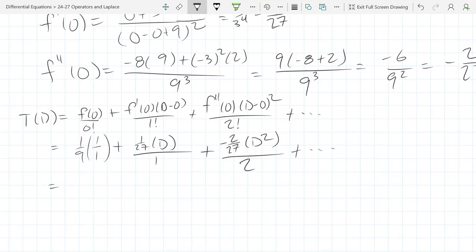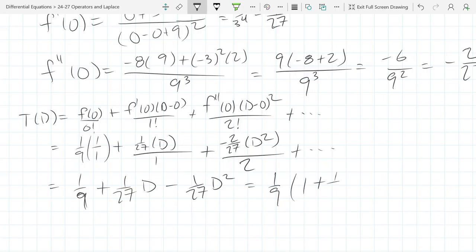We don't need any more terms. So we got 1/9 plus 1/27 d. That negative 2 cancels with that, divided by 2. So it'll be minus 1/27 d squared. And that better be what the book got. Oh, but yeah, they factored the 9 out. So they got 1/9 plus 1/3. Yeah, I'll just factor the 1/9 out, and then it'll be easy to see. So that is what the book got right there.